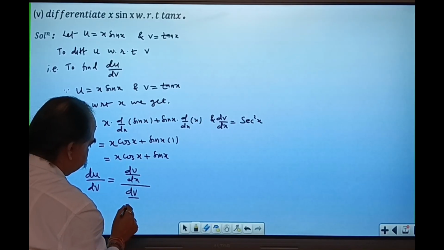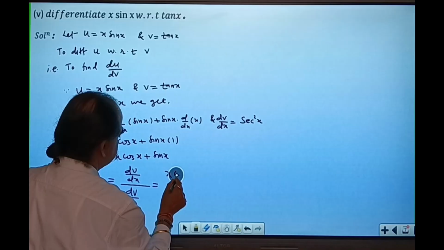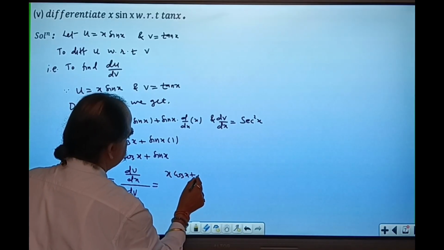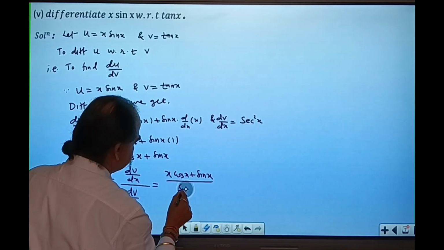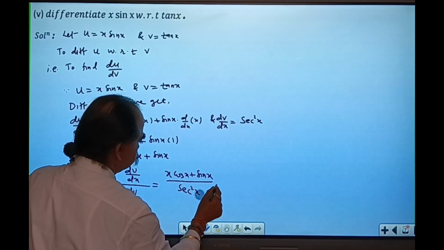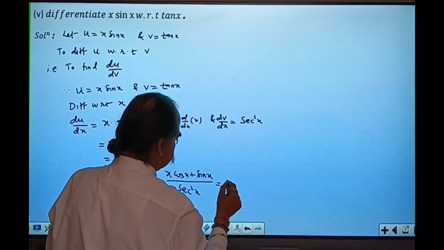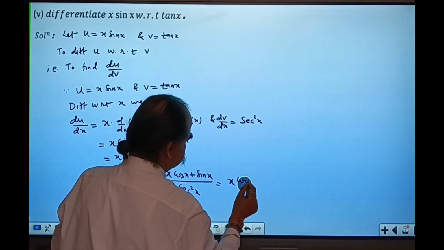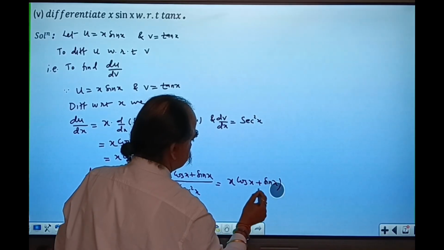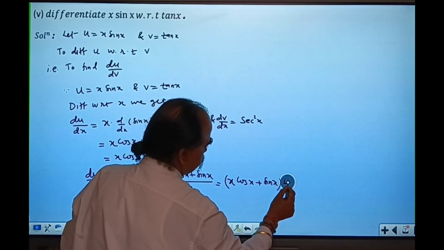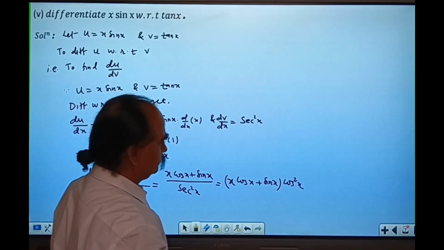We need du by dv. Du by dx upon dv by dx. X cos x plus sin x upon sec square x. 1 upon sec square will become cos square. So x cos x plus sin x into cos square x.